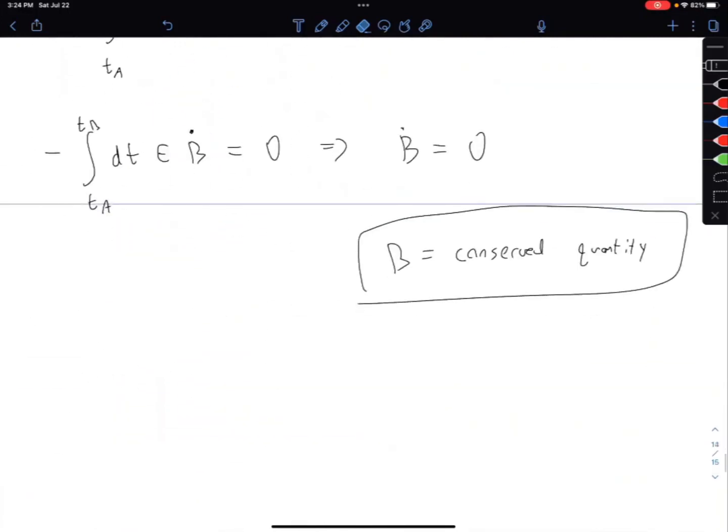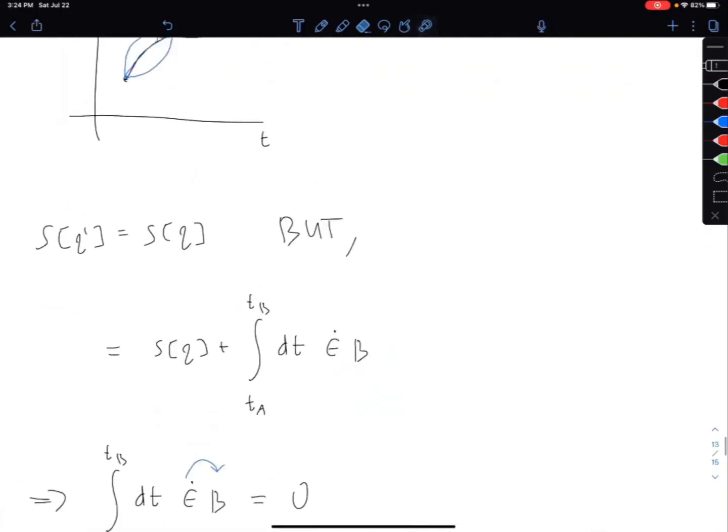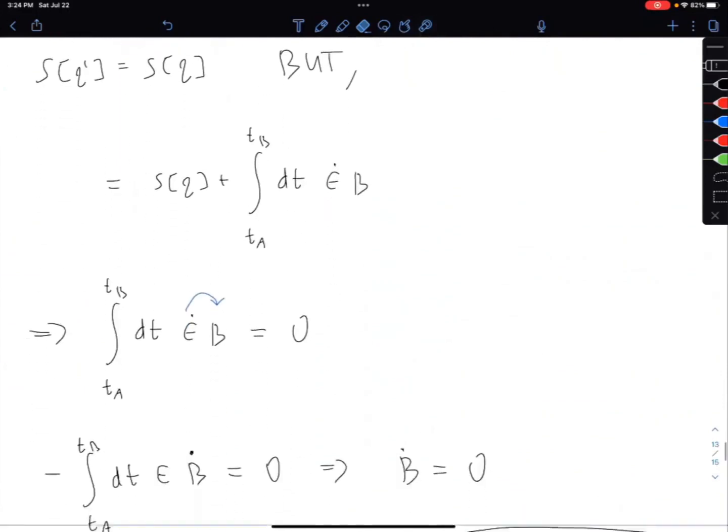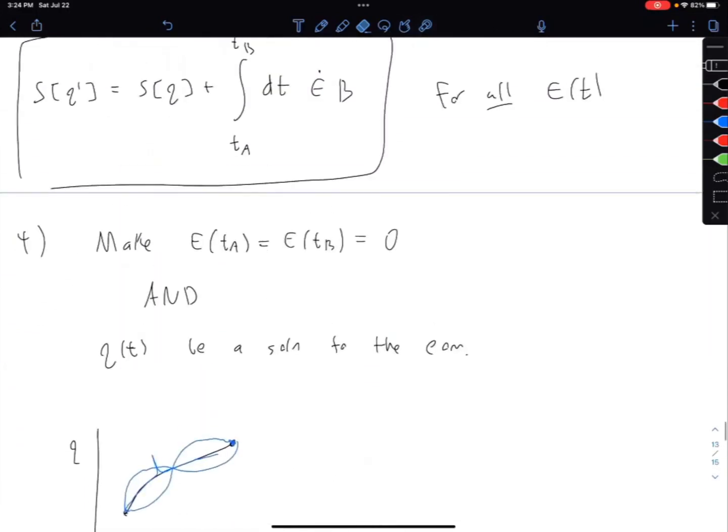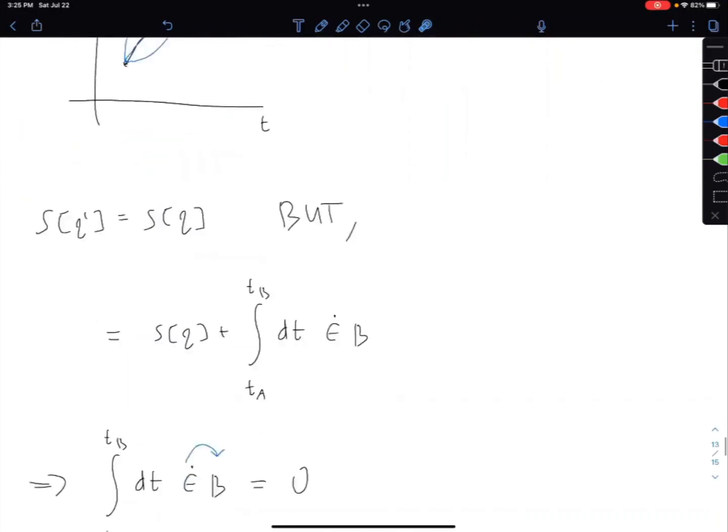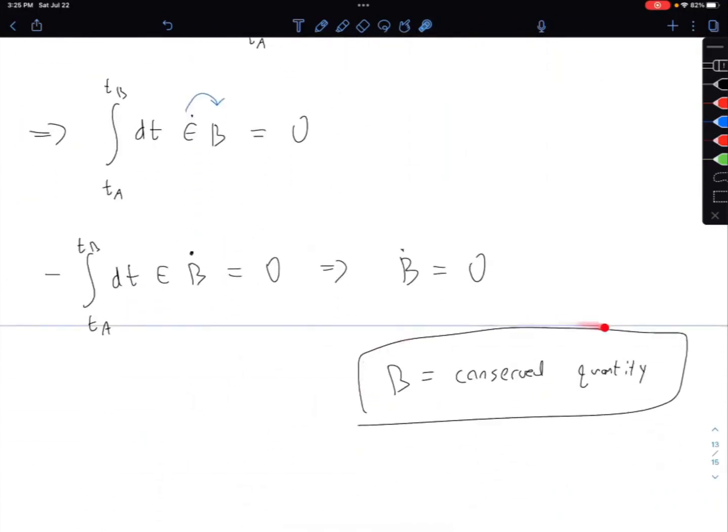So recall that when I got to here, I assumed this. Oh shit. I assumed this. No, damn it. Ugh. I assumed this, and I assumed q was a solution. Right? So b is the conserved quantity only on solutions to the equations of motion. Yes, that's a very important point.